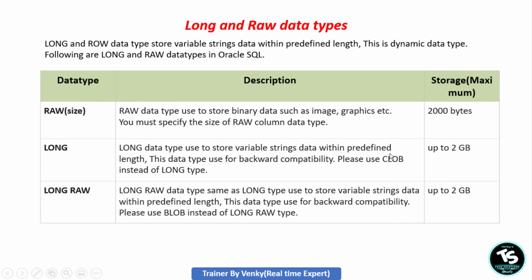For example, take one example. Here, Oracle recommends you to use CLOB. CLOB data type is up to 4 GB. Okay, you don't want to waste your database. Even though it is a dynamic data type, the remaining data will be sent back to the database. So whenever you are required to use LONG and LONG RAW, you can use CLOB and BLOB.